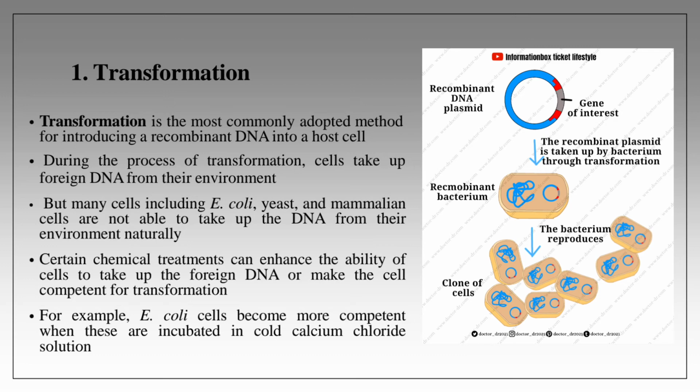During the process of transformation, cells take up foreign DNA from their environment. But many cells, including Escherichia coli, yeast, and mammalian cells, are not able to take up the DNA from their environment naturally. Certain chemical treatments can enhance the ability of cells to take up the foreign DNA or make the cell competent for transformation. For example, Escherichia coli cells become more competent when these are incubated in cold calcium chloride solution.